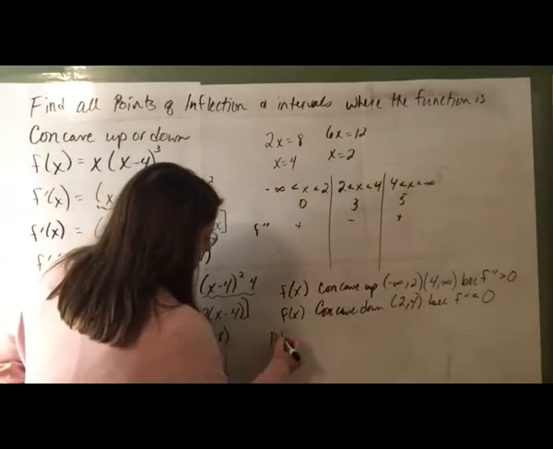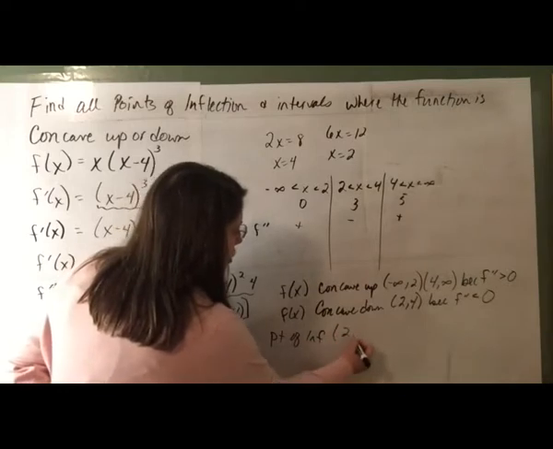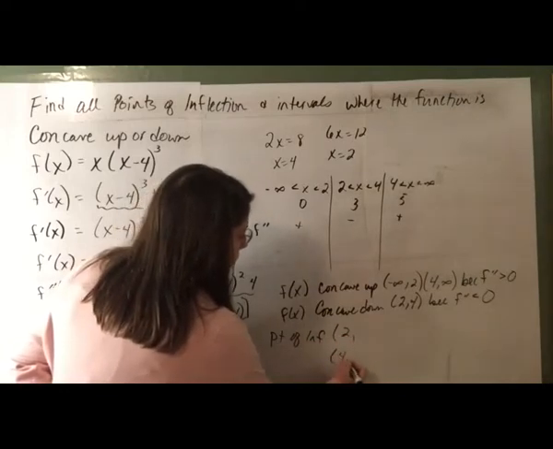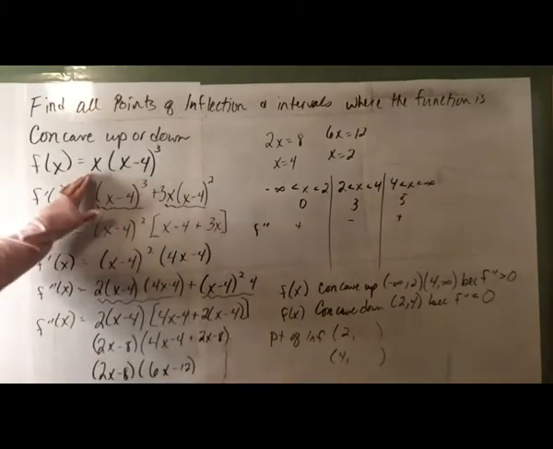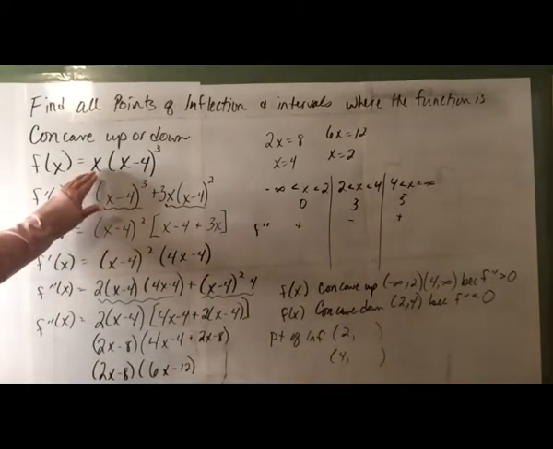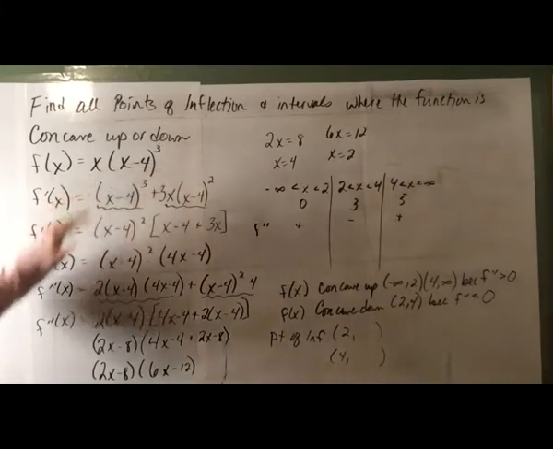So points of inflection would happen at 2 and at 4. And I can plug those values into the original function. So if I plug 2 in, I have 2 times negative 2 cubed, which is negative 8. So negative 8 times 2 is negative 16.